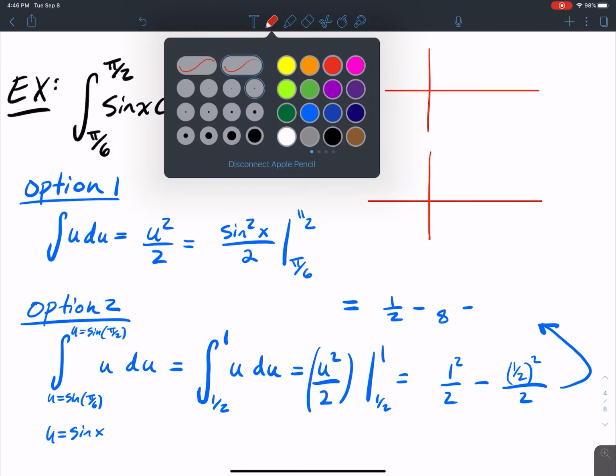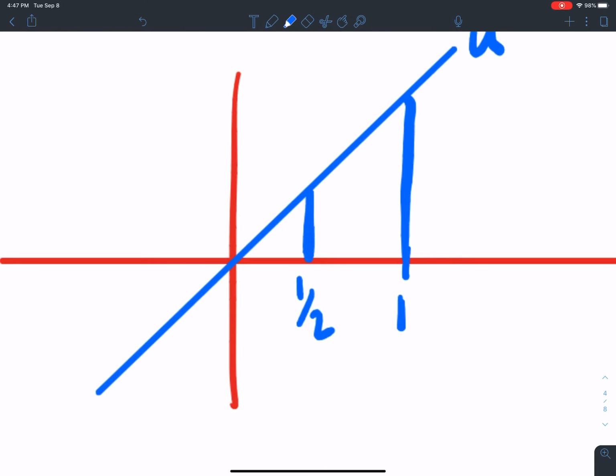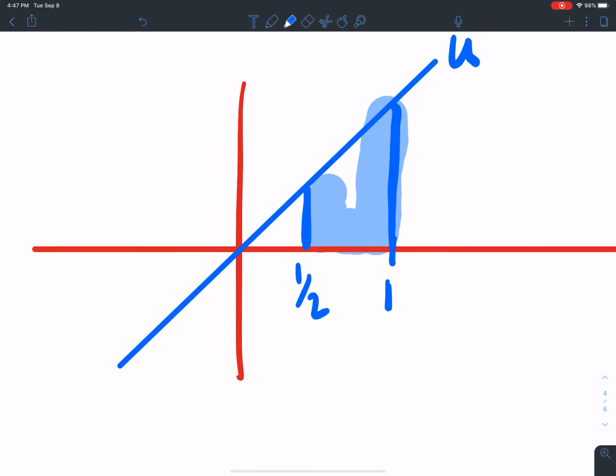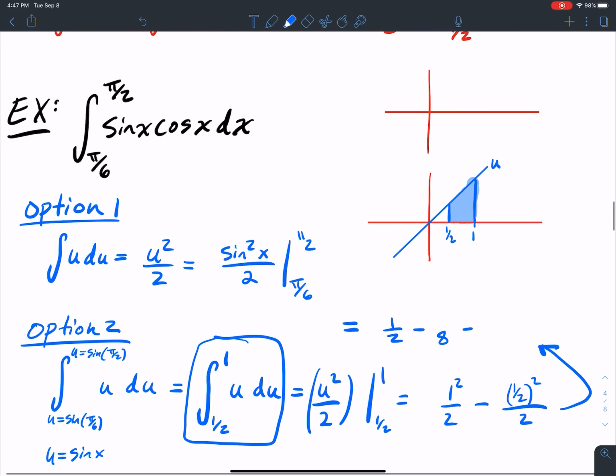Okay, and so the u function, I'm integrating this thing from, so u passes through like this, right? So this is u, okay? And then I'm integrating from 1/2 to 1. So that means that I'm looking for this area right here. Not that hard to put together, okay? And it looks all nice and pretty.